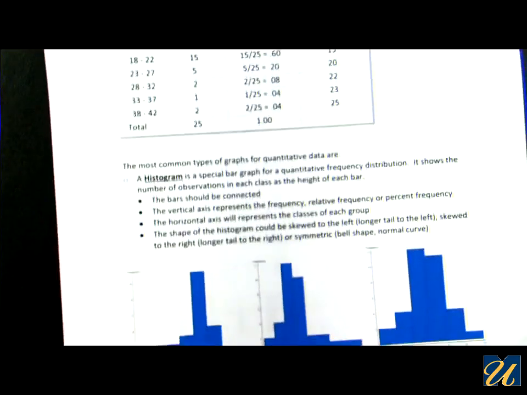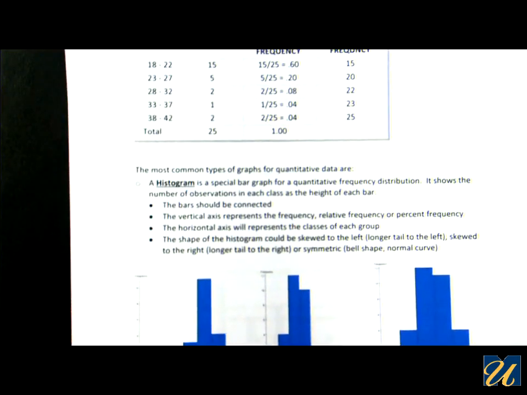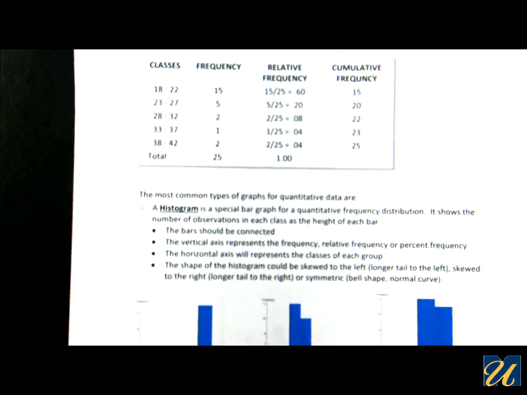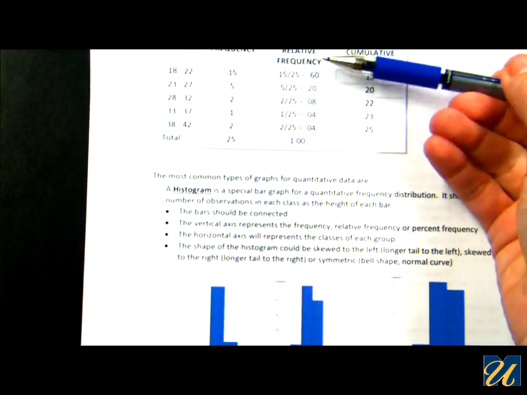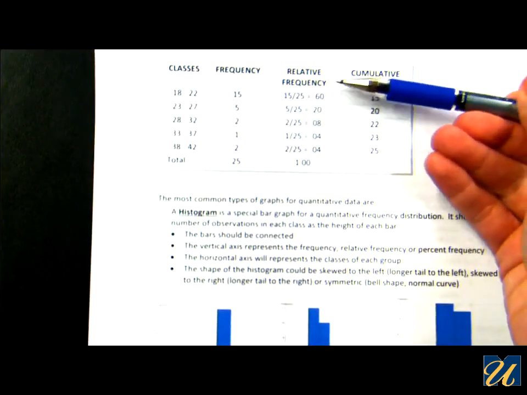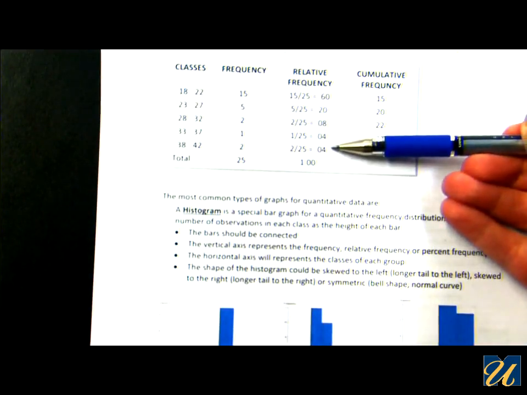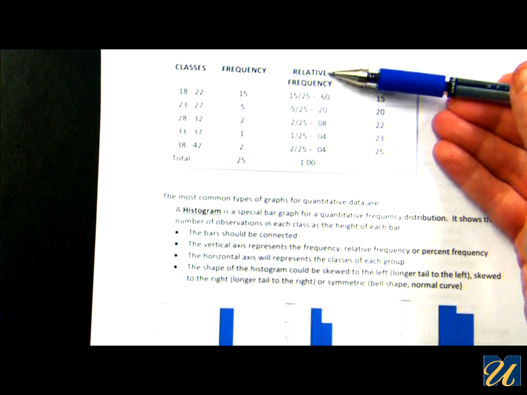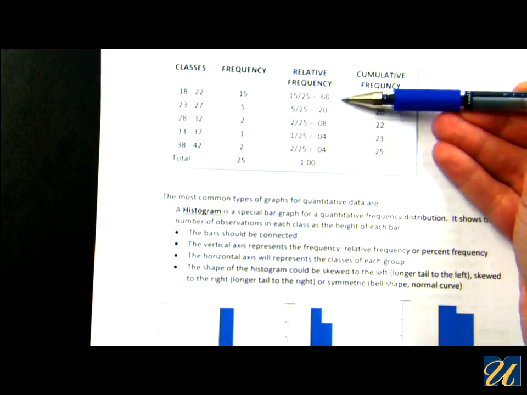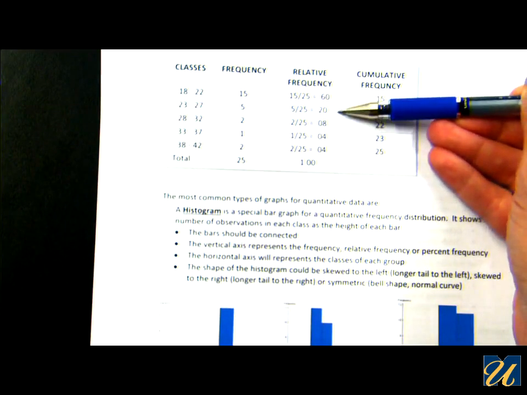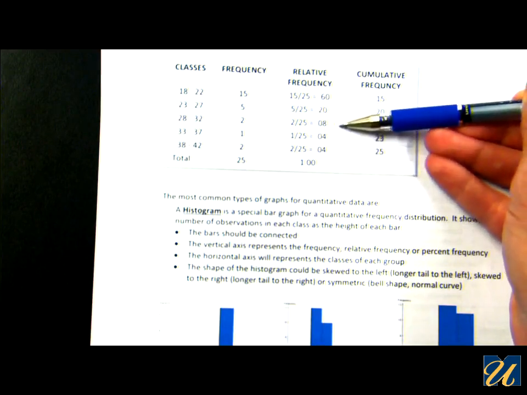The last cumulative frequency will always be the sample size. If it's not, you've made a mistake somewhere. Go back and check your calculations again. Now, if we were looking for the cumulative relative frequency, we would follow the same process, but instead of using frequency, we would use the relative frequency numbers. So the first cumulative relative frequency would be 0.6. The second would be 0.8. The third, 0.88, and so on and so forth.